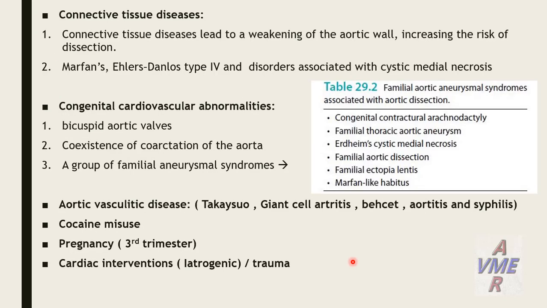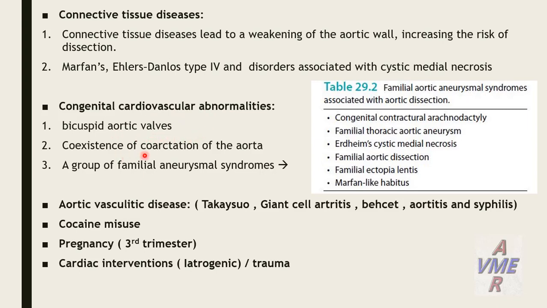Number 3, connective tissue disease. Connective tissue disease leads to weakening of the aortic wall, increasing the risk of dissection, like in Marfan, Ehlers-Danlos type 4, and disorders associated with cystic medial necrosis. Congenital cardiovascular abnormality: bicuspid aortic valve is related to type A aortic dissection.